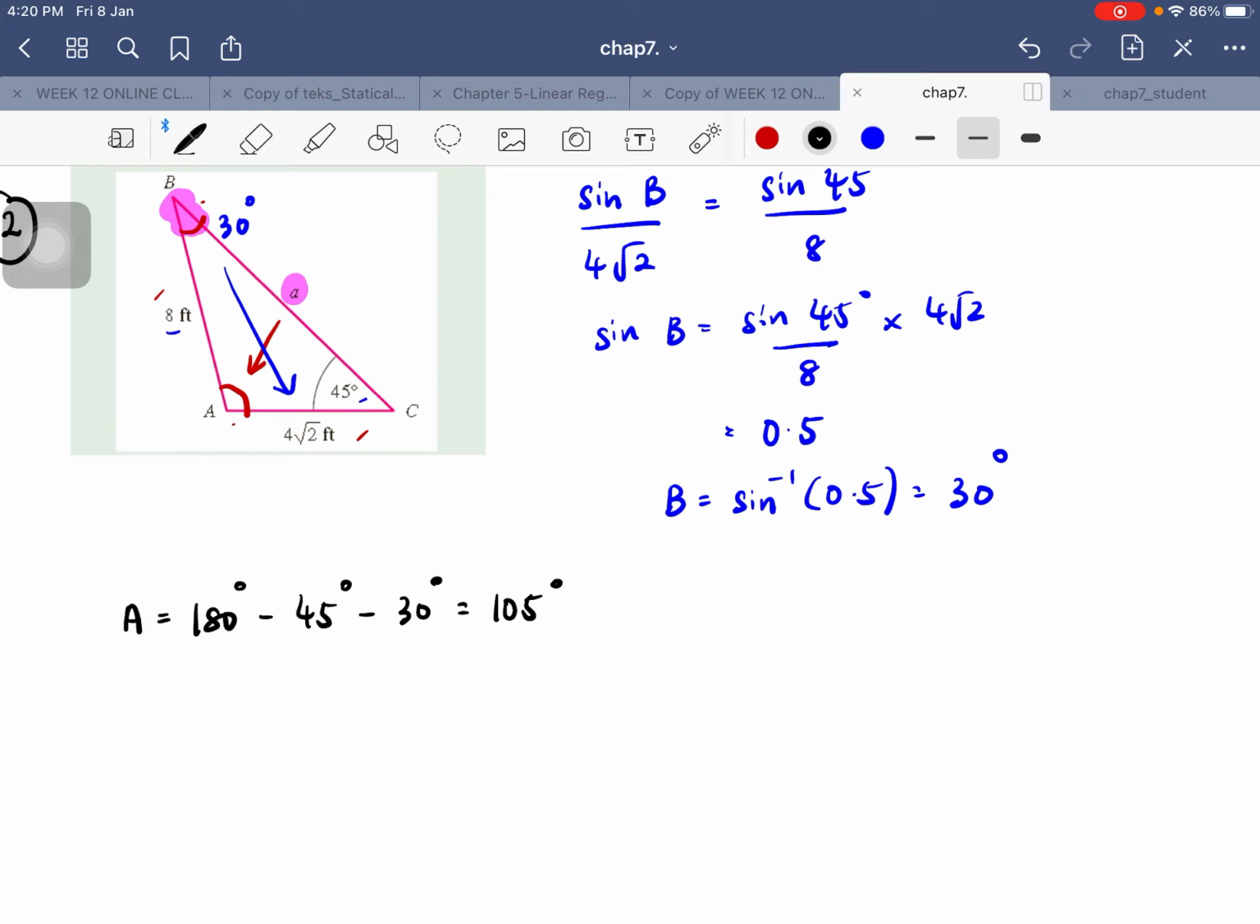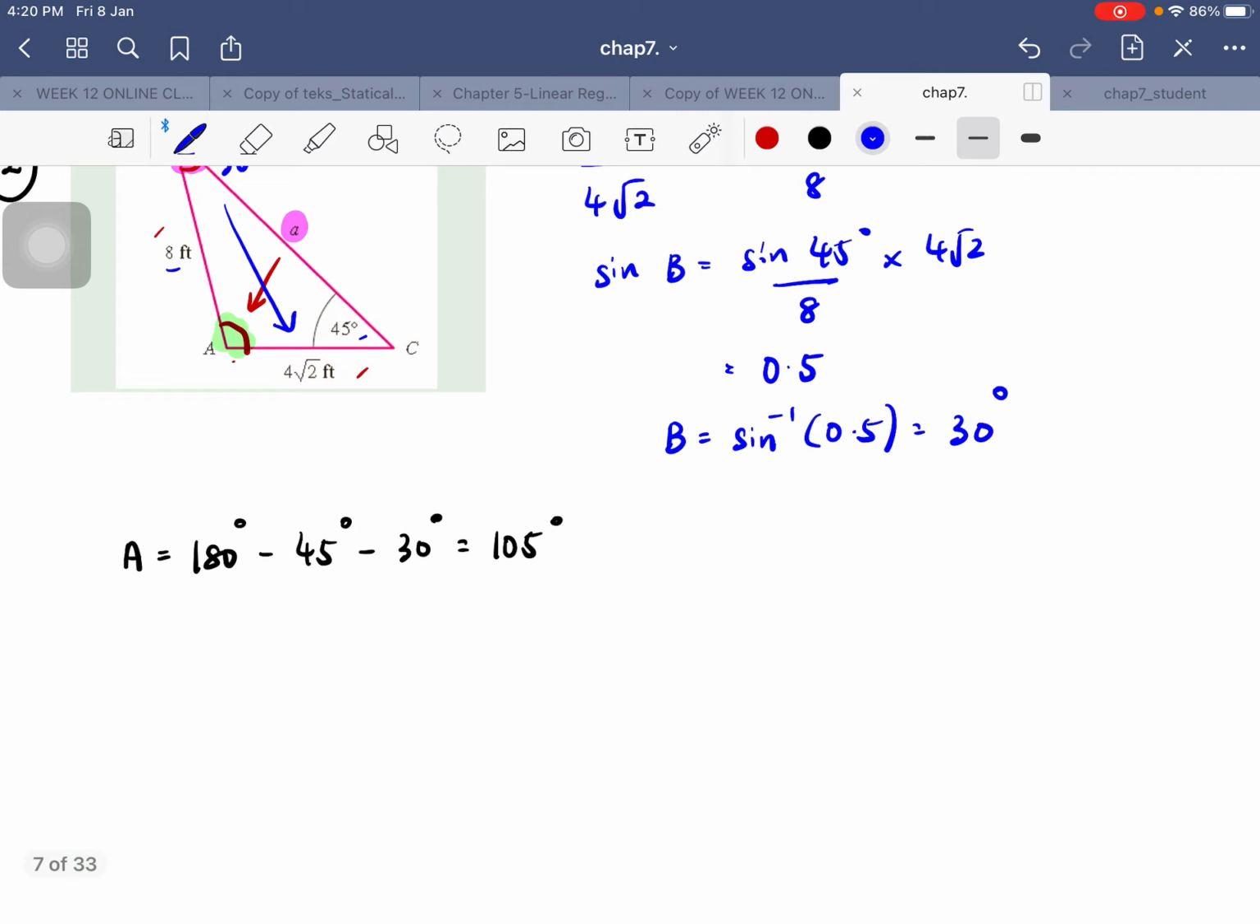So now that we already know the angle at A, straight away we can find the value of the length small a. So now let's use the sine law again in order to find the value of small a.